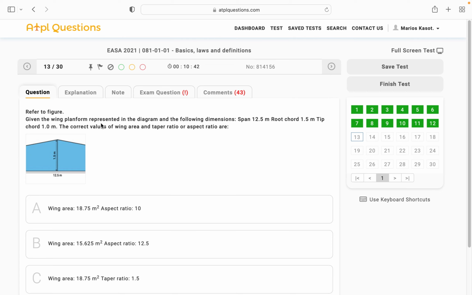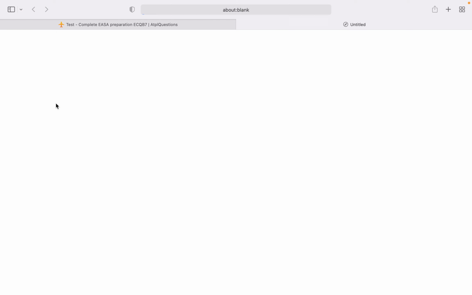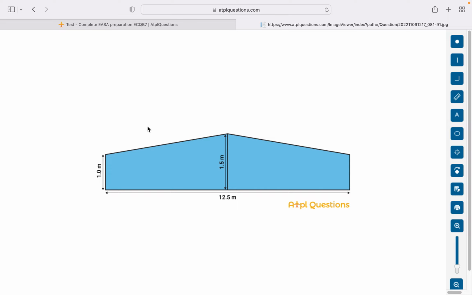Given the wing planform represented in the diagram and the following dimensions, span 12.5 meters, root chord 1.5 meters and tip 1 meter, the correct values of wing area and taper ratio or aspect ratio are... let me see right here. Okay.